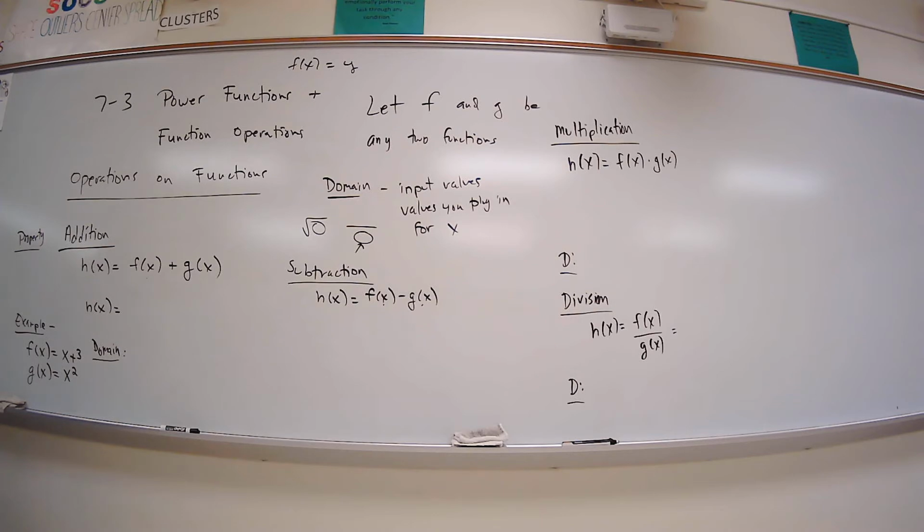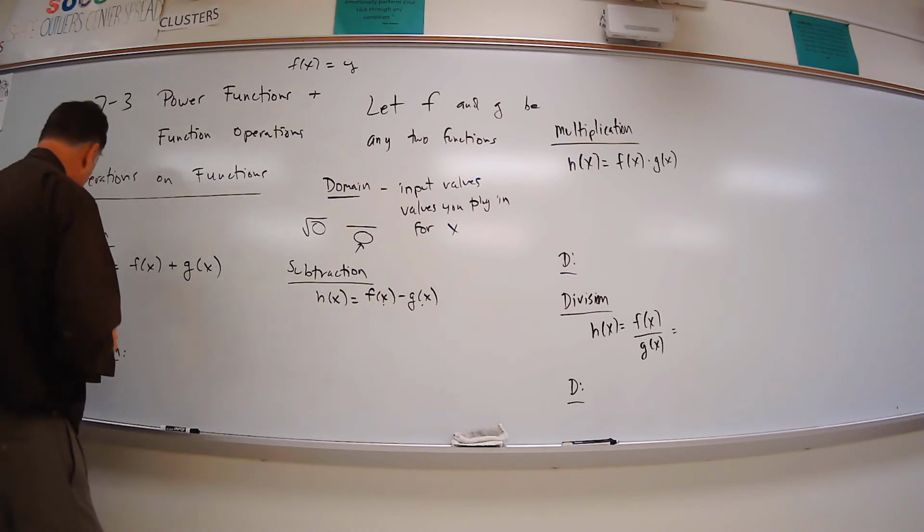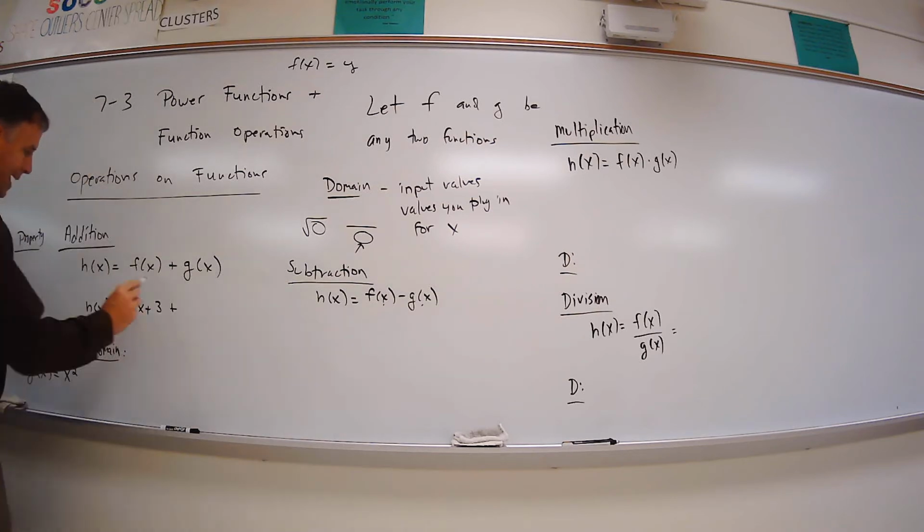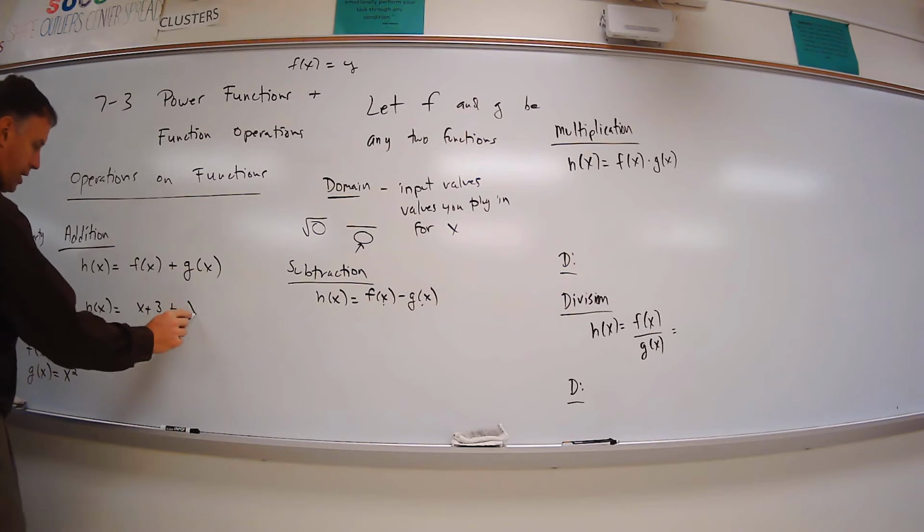All right, we're back. All right, so the first one, we want to add the two together. Well, f of x is x plus 3. You want to add that to g of x, which is x squared.